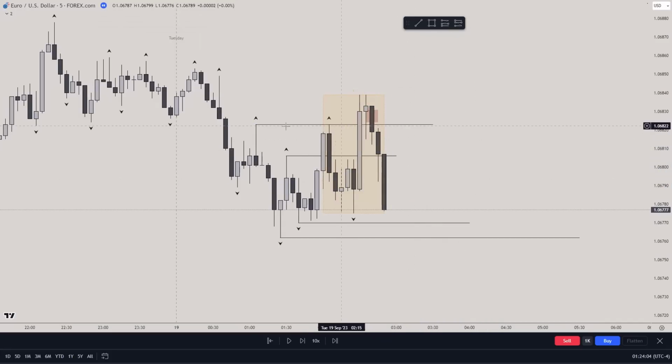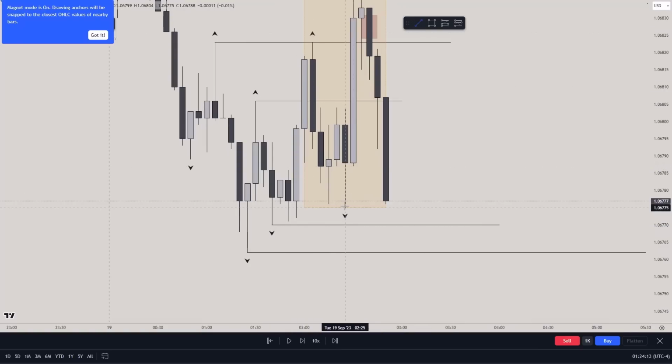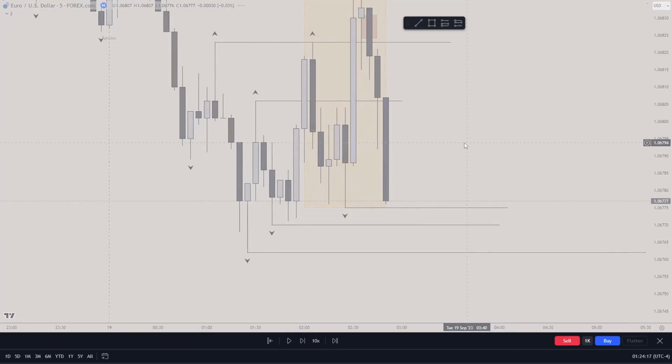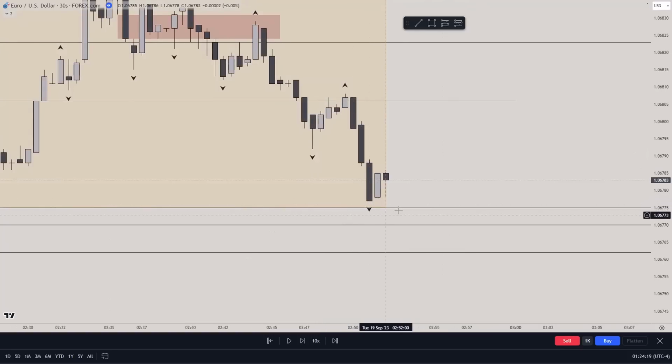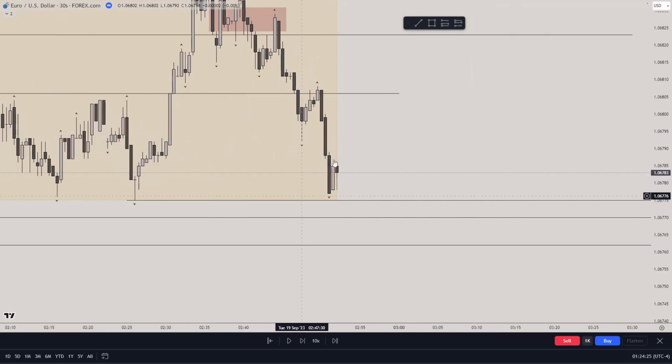And in this case, we had a sweep here, and at this level, there's no sweep yet, but we have this fractal low. So I'm gonna mark this too, fractal low right here. And I'm gonna stay on the 30 seconds because price is too close to this liquidity level. So if price takes this liquidity level, I'm gonna be entering. If not, I'm just gonna wait for the other levels to be taken.